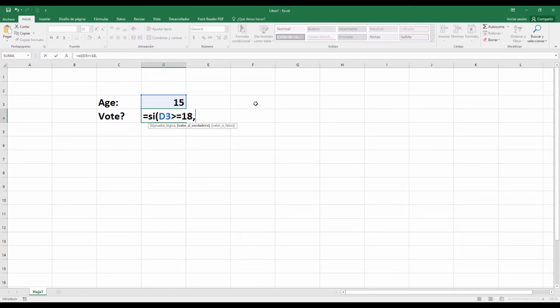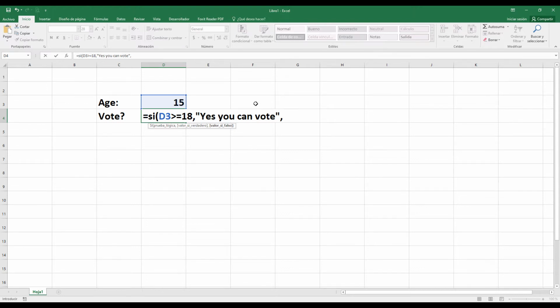You can put here numbers, text, and another formulas. Here we will use a text, but remember, a text inside of a formula need to be between quotes. Yes, remember, a text inside of a formula need to be between quotes. So, yes, you can vote, something like that, comma.